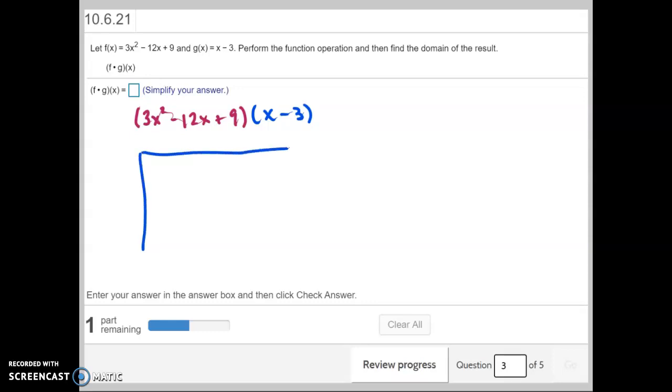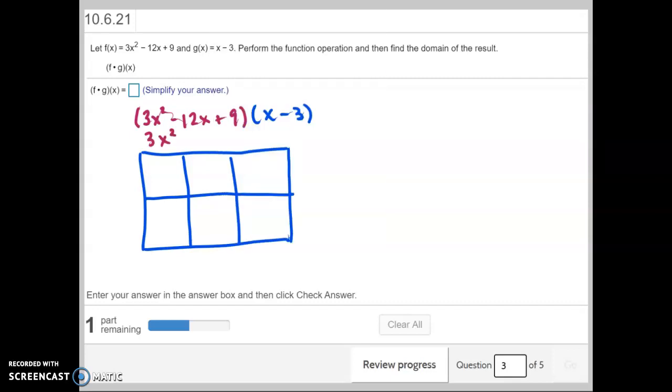But if I'm going to use a box, because that first polynomial has 3 terms, I'm going to have a 3 column and then 2 row box. So on the top of my box, I'd have 3x squared minus 12x and positive 9. And on the side of the box, I'm going to have x minus 3.